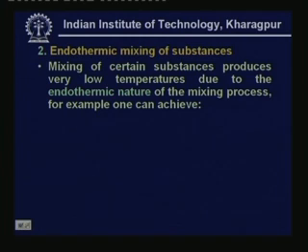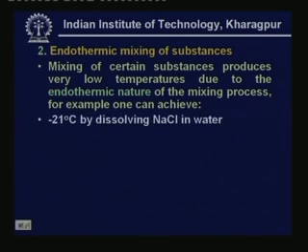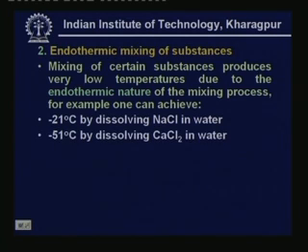So as I said, mixing of certain substances produces very low temperatures due to the endothermic nature of the mixing process. And if you want very low temperatures, of course we have to use certain specific materials. For example, if you are dissolving sodium chloride salt in water, then you can achieve a temperature as low as minus 21 degrees centigrade. And if you are dissolving calcium chloride salt in water, then you can get a temperature as low as minus 51 degrees centigrade. So this is one of the simplest ways of producing very low temperatures.